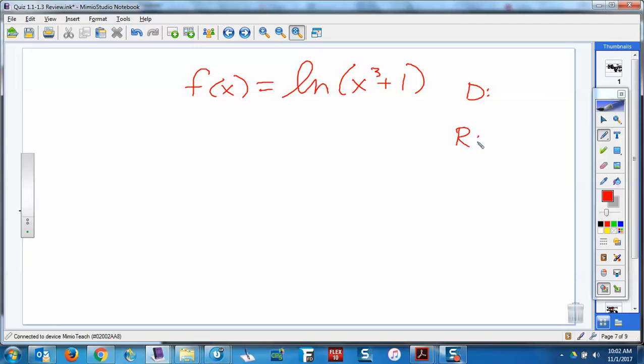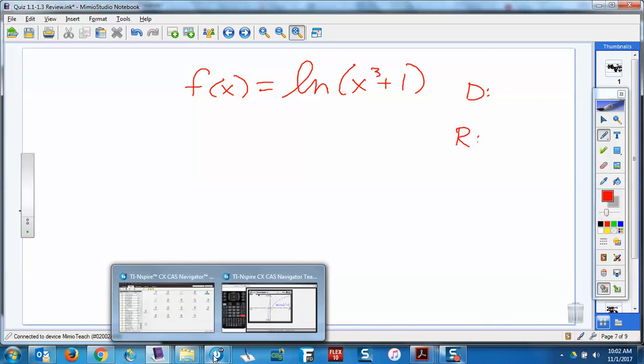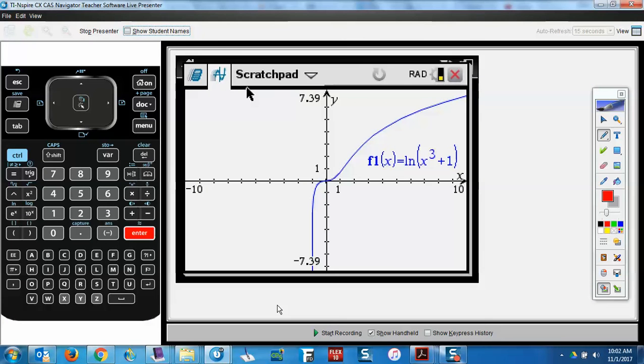Okay, and the range. Now, the problem with the calculator, oftentimes, this is why even if you have the calculator, it's good to know about these basic functions and know about these things without the calculator, because the calculator will lie to you. Okay, so he went ahead and graphed this. So you graph this function right here. Now, here's the problem. What window do you have?